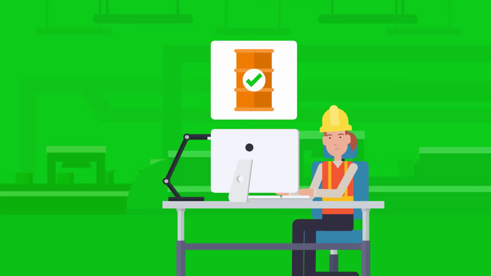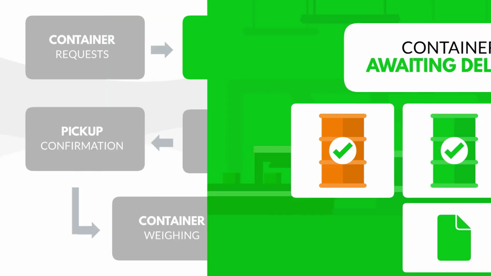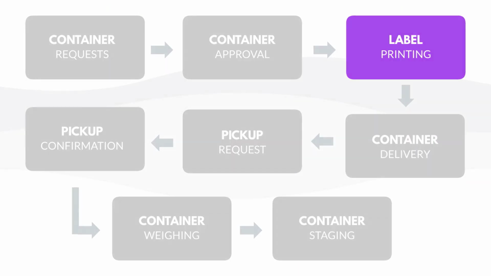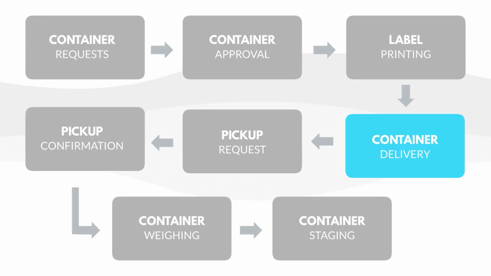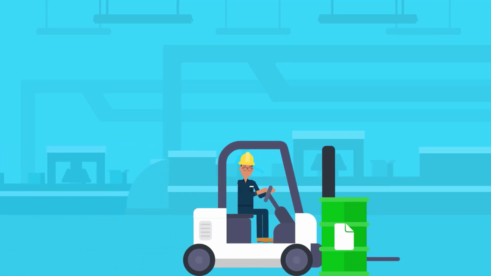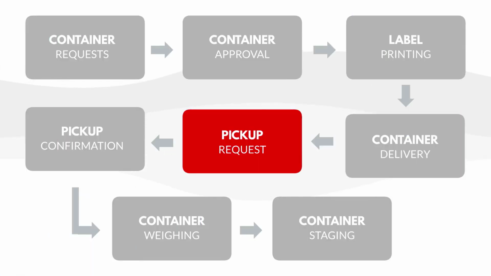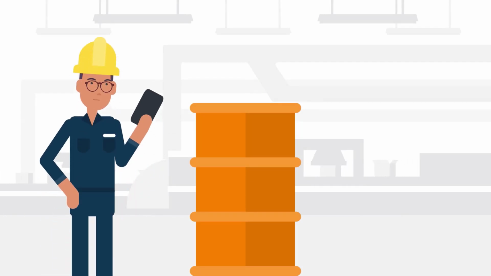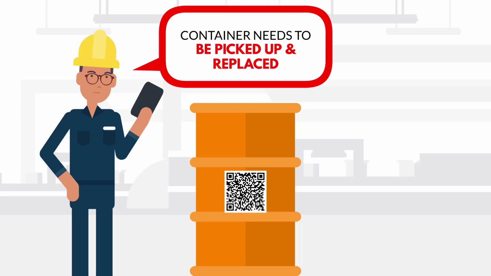For approved requests, access your live report of containers awaiting delivery and select the one for which you need a label. The system will generate it with the click of a button. Once the label is printed and attached to the container, the transporter takes it to the requested location and confirms the delivery. The moment it's full, an employee on the ground can use ERA's mobile app to scan its QR code and indicate that it needs to be picked up and replaced.